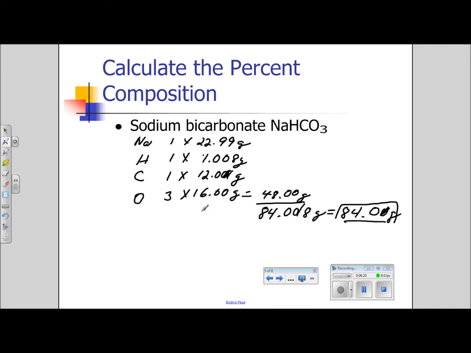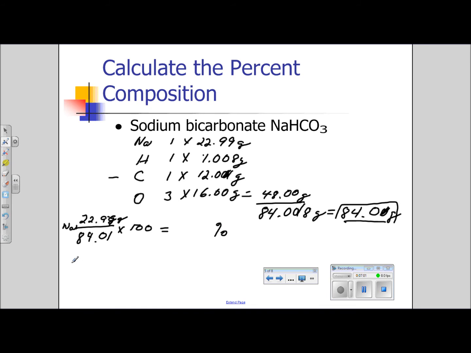All right, so now if I wanted to calculate the amount of each one of these in this compound, I could do it by saying, okay, the amount of sodium would be 22.99 grams divided by 84.01. So I'm going to say this is Na. And then this would be times 100 to give me the percent of sodium.